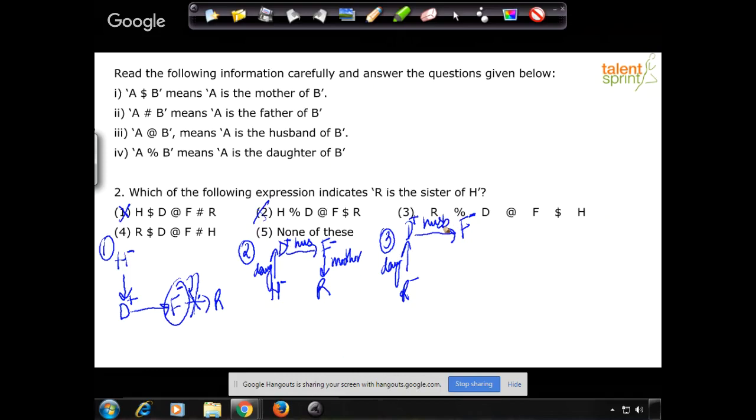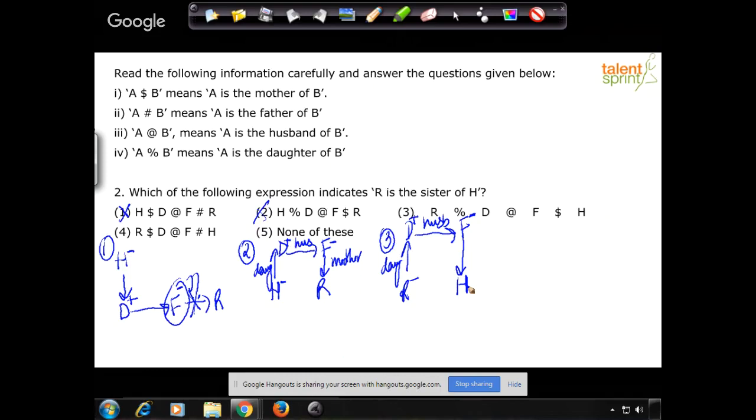Then they tell us F $H. F $H means that F is the mother of H.